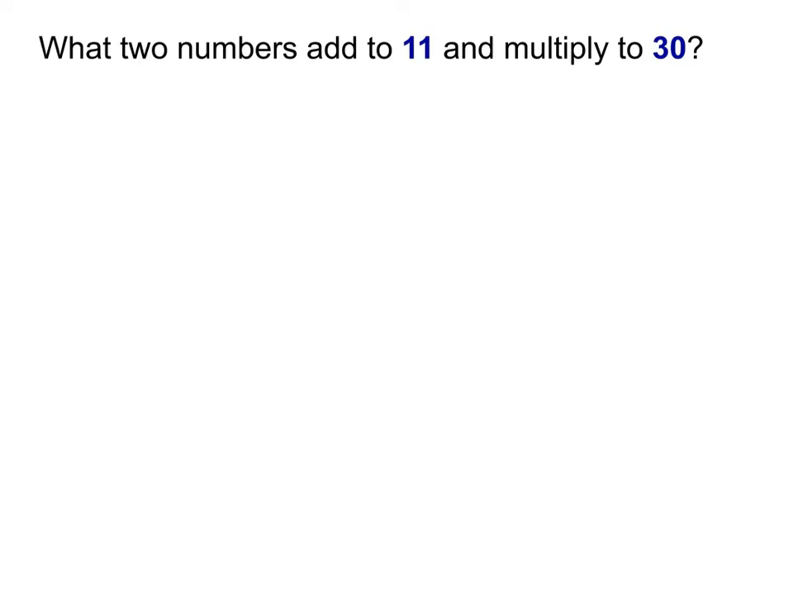In our next problem here, we're figuring out what two numbers add to 11 and multiply to 30. So once again, I want you thinking about ways that we can multiply to 30. And go ahead and do it on your own first before I go through it with you here in a moment.